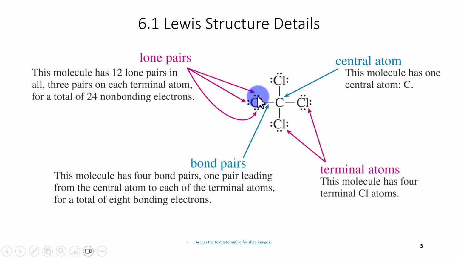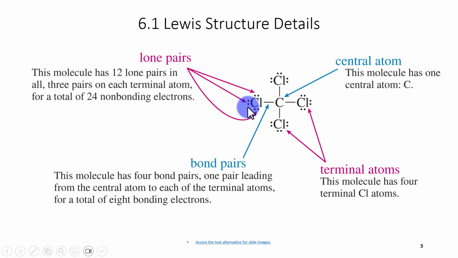And finally, you will see these dots around some of the atoms in the Lewis dot structures. Those dots represent lone pairs of electrons. Those are electrons that are not being shared, and they have to be paired. The electrons have to be paired. Otherwise, we have a very reactive molecule called a free radical.